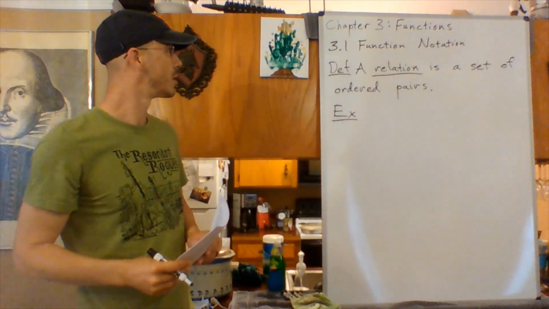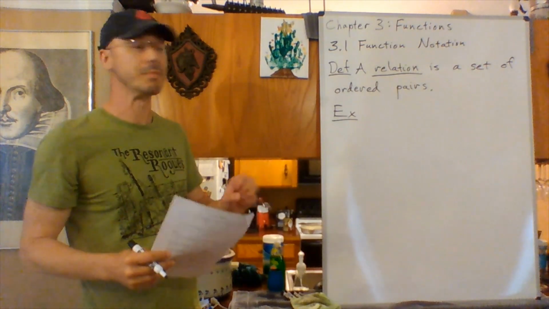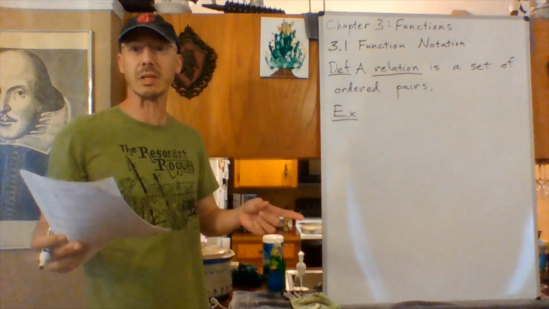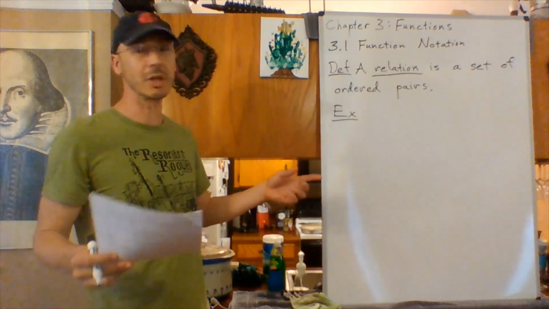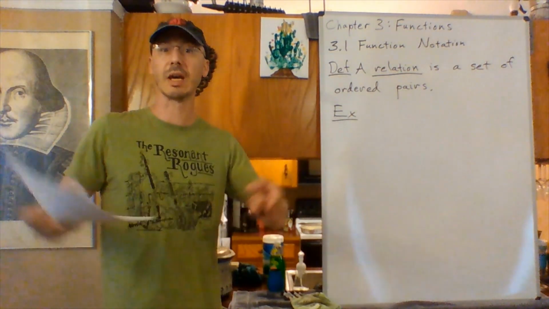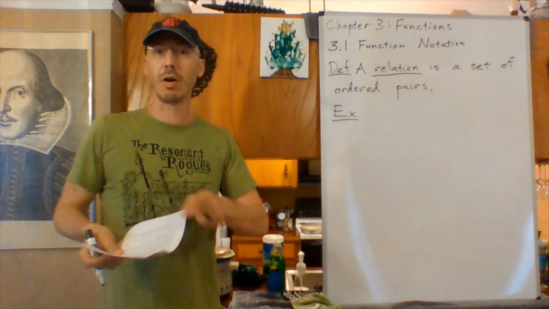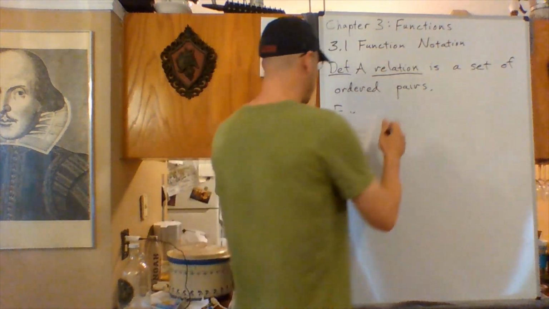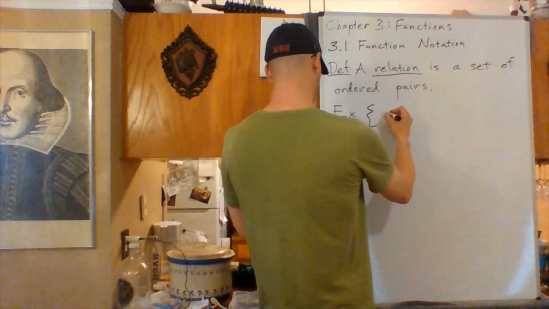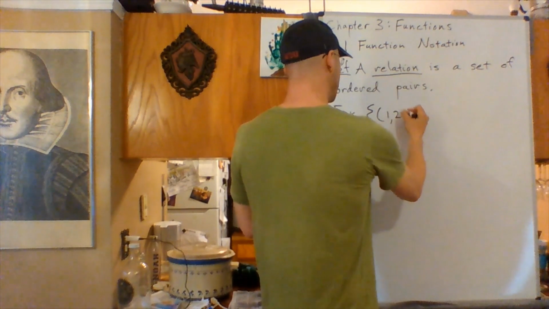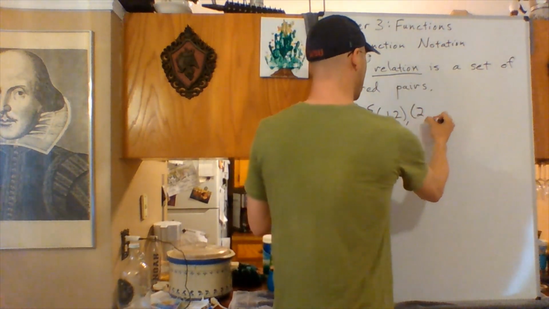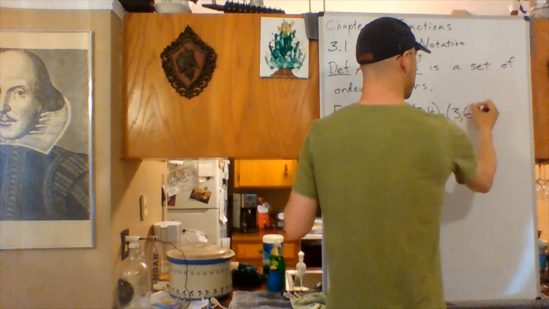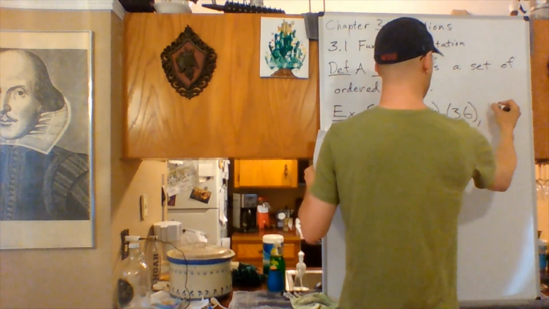It can be, I don't mean less specific, but a lot more points, for example, would be included on a whole circle in the xy plane. All those points, you could call that a relation. Here, I'm going to look at a set that's easier to write down. The set of (1, 2), (2, 4), (3, 6), and (4, 8).